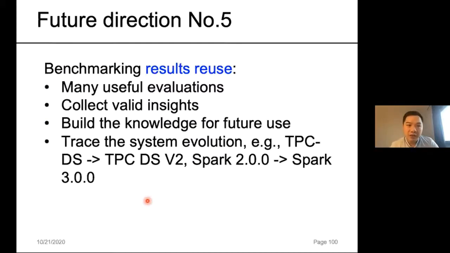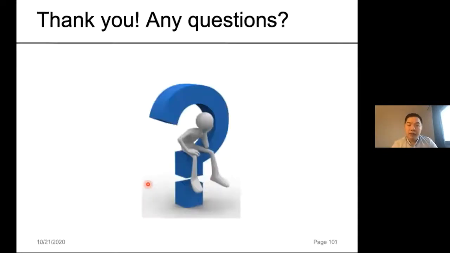And the last but not least is benchmarking results reuse. Because nowadays we have a lot of useful evaluation results, and we can collect the valid insights to save time. In particular, we may build a knowledge graph for future use. Also we can trace the system evolution, etc.